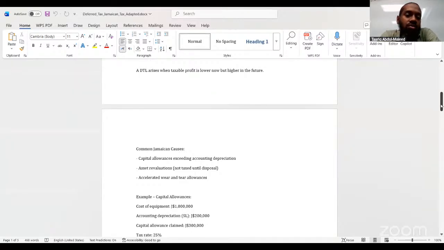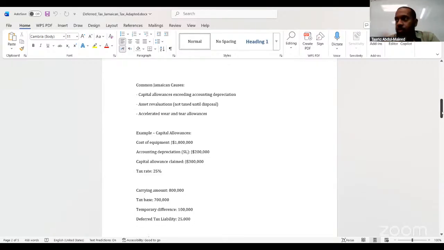Secondly, asset revaluation. It's not taxed until the disposal. So even though you revalue it in your books, the tax doesn't apply until you actually sell or dispose of the asset. And that's why it's called deferred tax. It's not going to arise until, for example, liquidation, right? The third one is accelerated wear and tear allowances. For example, the whole new thing we're saying about capital allowance on buildings done in 25, 26. That accelerated capital allowance will have deferred tax implications.